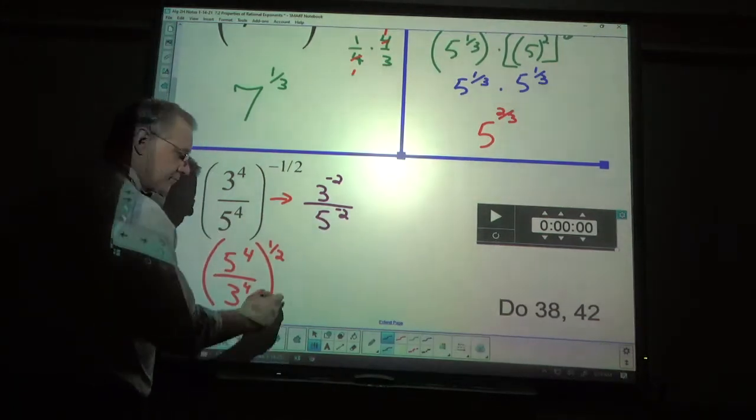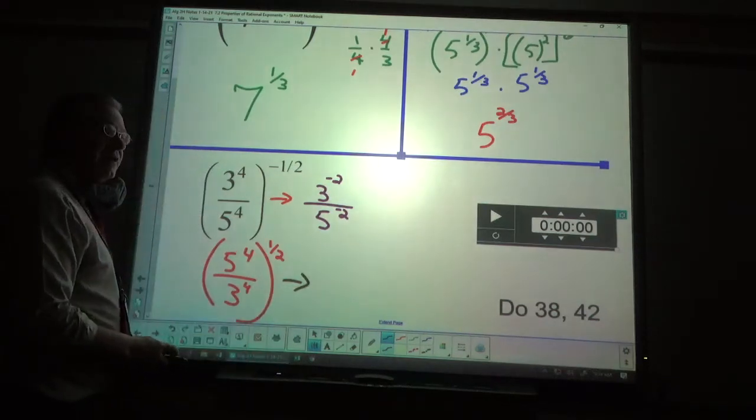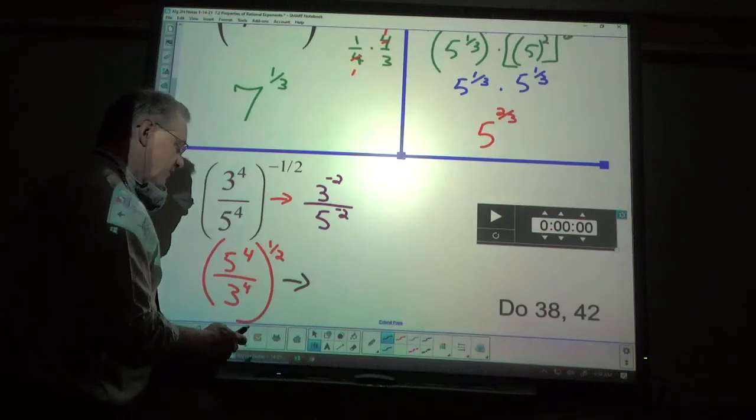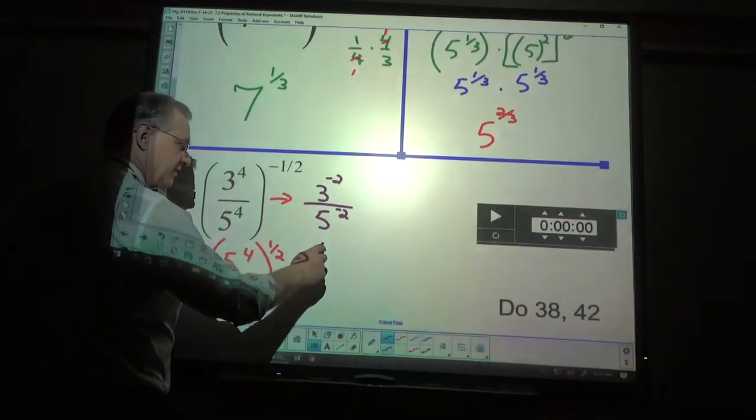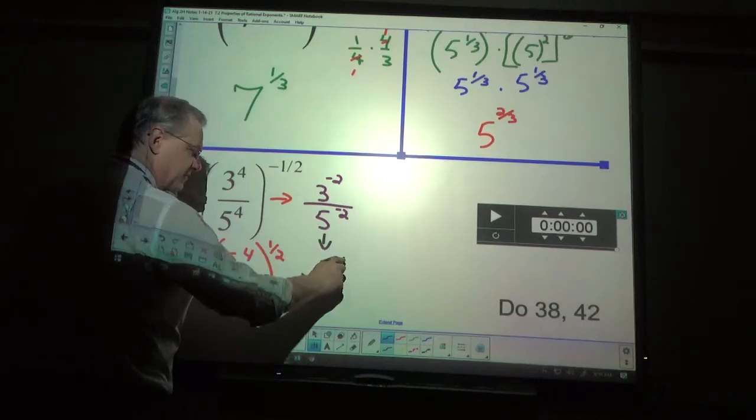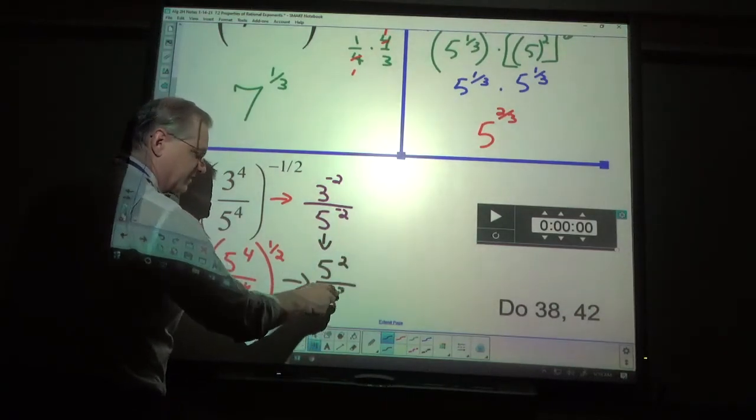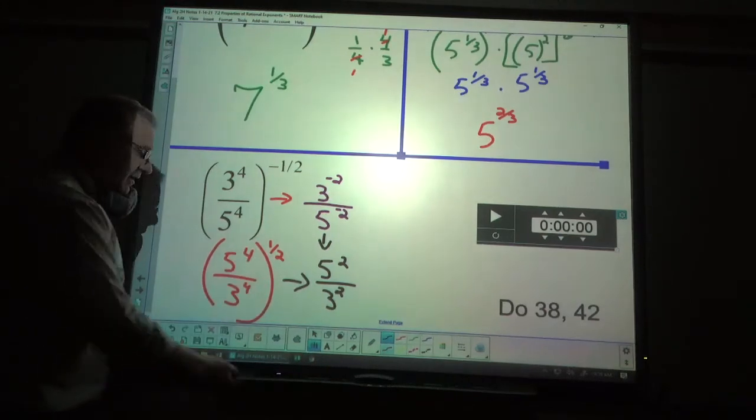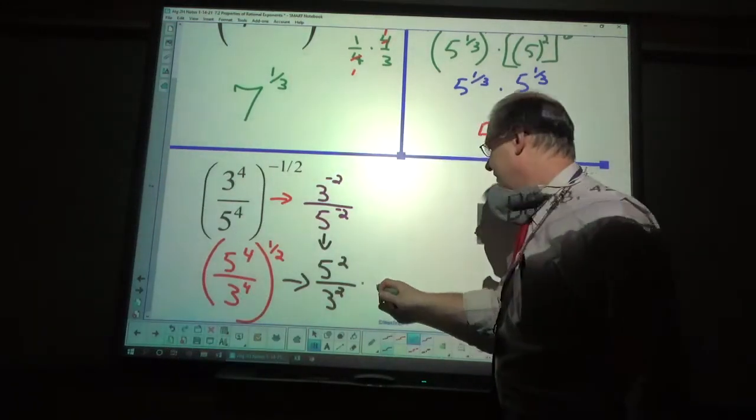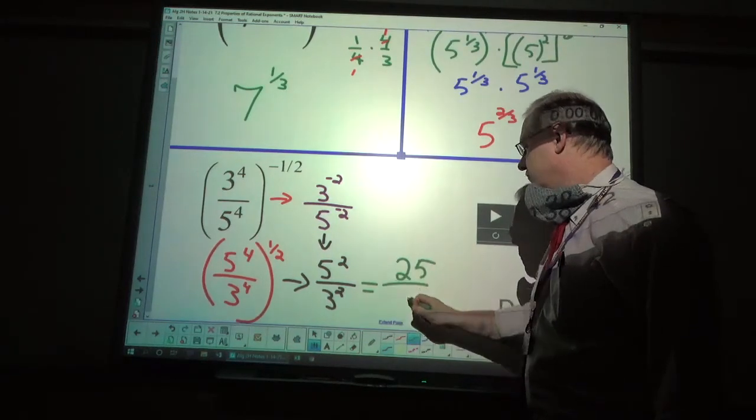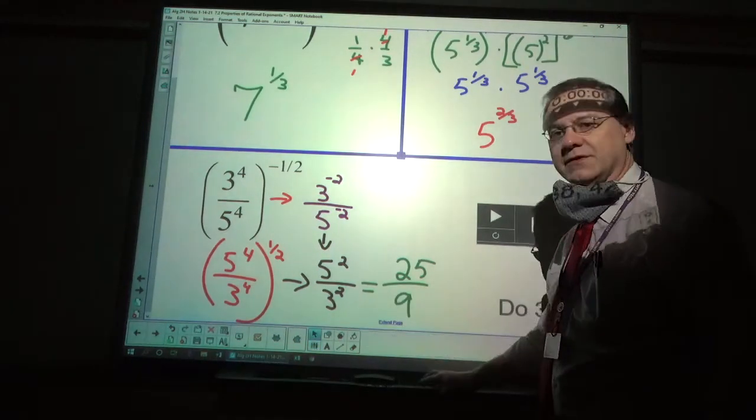And then to make this positive, I move it up. To make this positive, I move it down. So applying the power here, either way, it ends up as 5 to the second over 3 to the second, because 4 times 1/2, 4 times 1/2. And the end result here would be 25 over 9. Now I'm all done.